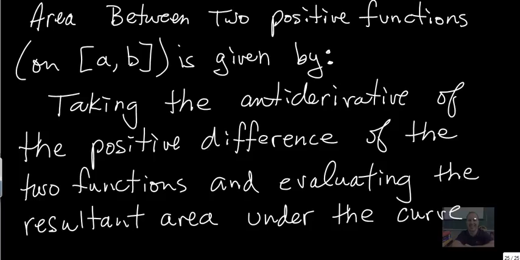The summary that I would give you would be this: the area between two positive functions, so obviously these functions are both above the x-axis for this type of situation, and they're both positive from a to b. That area in between the two is given by taking the antiderivative of the positive difference of the two functions. So you can subtract f of x1 minus f of x2, as long as you take the function with the greater values as the first function and the function with the lesser values as the second one. And you can evaluate the area under that resultant curve. That would be the area in between the two.